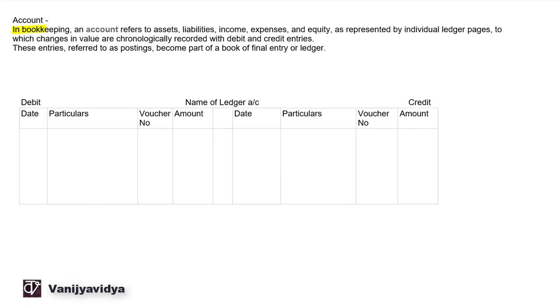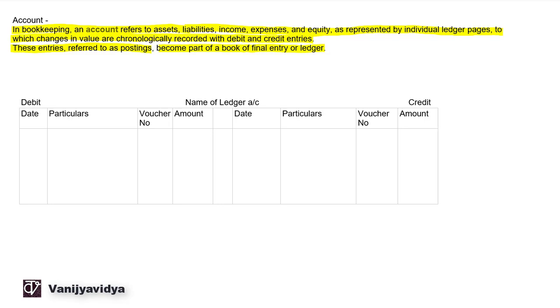Account. In bookkeeping, an account refers to asset, liabilities, income, expenses, equity as represented by individual ledger pages to which changes in the value are chronologically recorded with debit and credit entries. These entries are referred to as postings and they become a part of book of final entry or ledger.